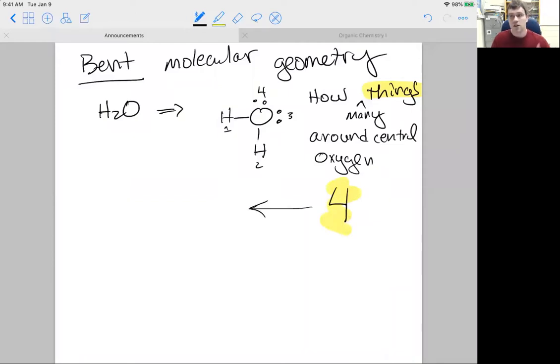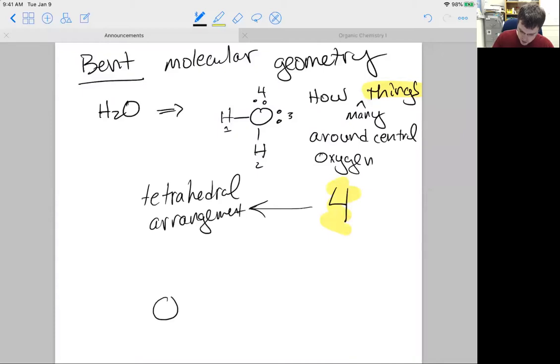What this means is that these 4 things are going to be arranged like a tetrahedron. So we're going to have these 4 things arranged as in a tetrahedron. In this case, and you could do this with anything and get the exact same thing, I'm going to put the hydrogens attached to the lines, and my wedge is going to go to 2 dots, and my dash is going to go to 2 dots.